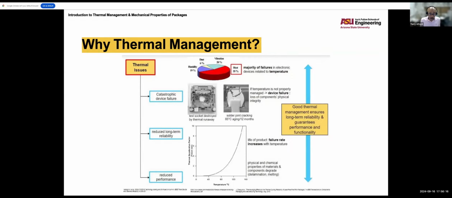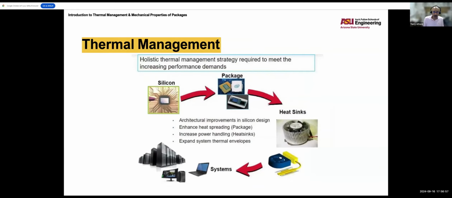So there is why we have the need for good thermal management. It ensures the long-term reliability and guarantees the performance and functionality. Why do you invest in a good CPU? Because you want functionality, you want performance, you want that speed, you want all the great capabilities. With that comes a lot of heat generation. So it's important that we're able to remove that heat efficiently.